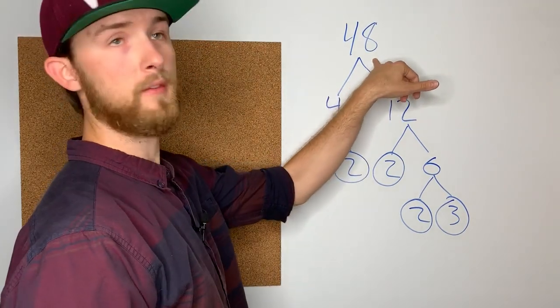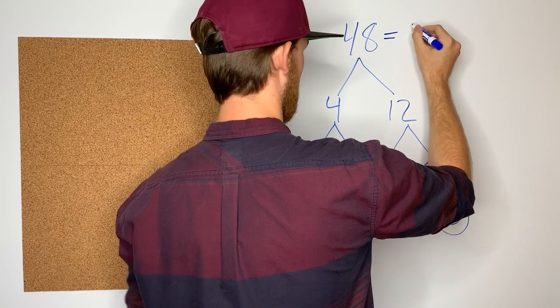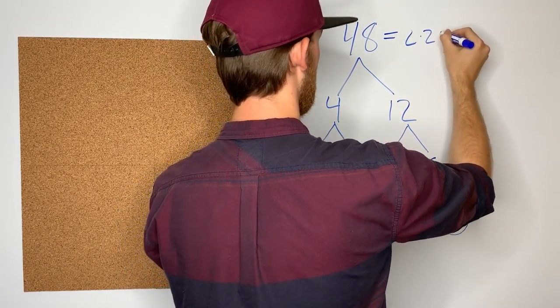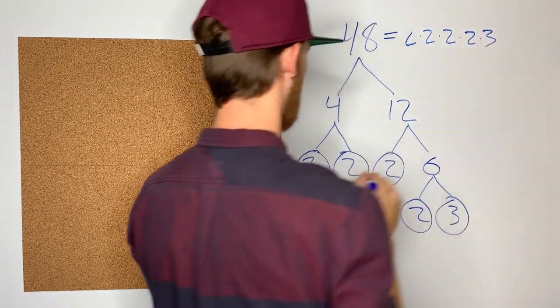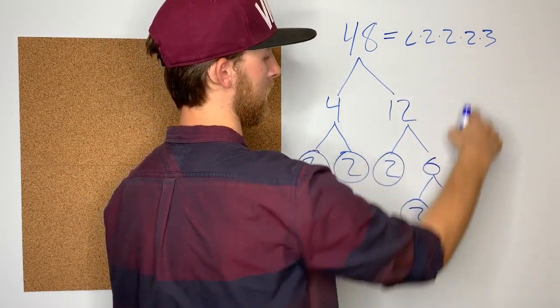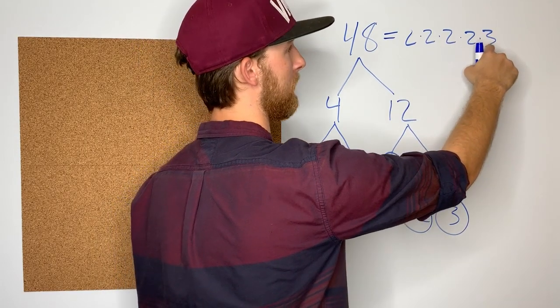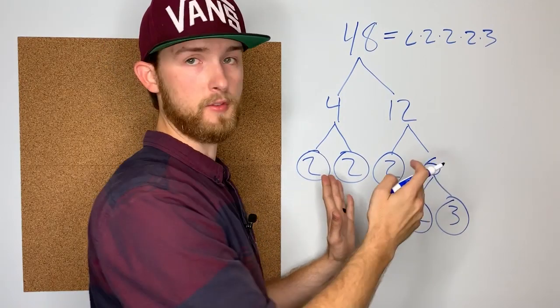So the prime factorization of 48 can be written as 2 times 2 times 2 times 2 times 3. That's four 2's and one 3. If we do 2 times 2 times 2 times 2 times 3, you get 48. That's how we do that for just a number.